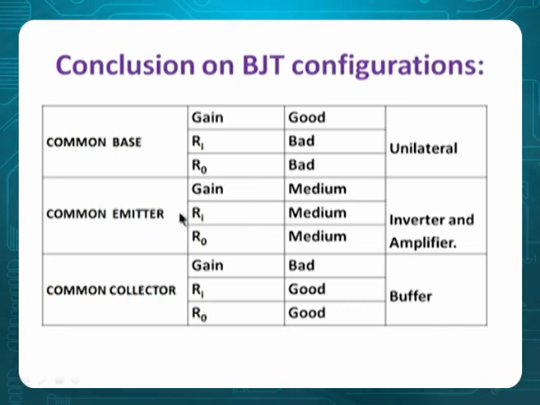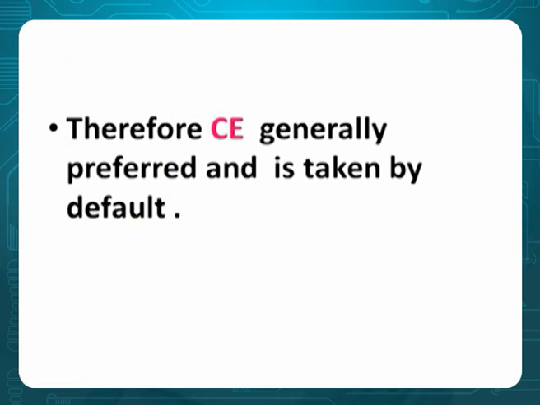That's why it is generally preferred always. Therefore, common emitter is generally preferred and it is taken by default. So tomorrow if anybody asks you to bring the switch, we take common emitter. If anybody asks you to bring the amplifier, we take common emitter. So by default, we are going to take common emitter in general.